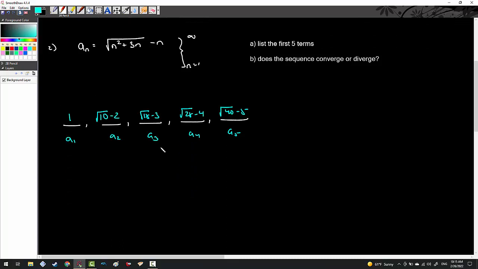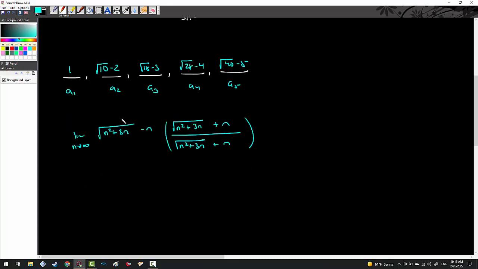But in order to find out whether or not the sequence is converging or diverging, I'm going to want to take the limit as n goes to infinity of the square root of n squared plus 3n, minus n here. Now, the way I'm going to reconcile this is I'm going to go ahead and multiply by the conjugate of the top and bottom.